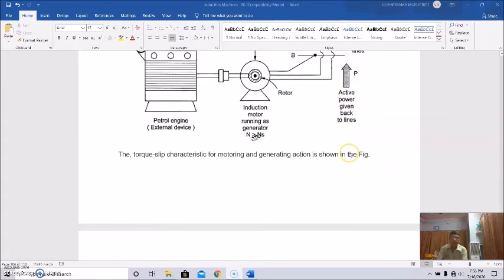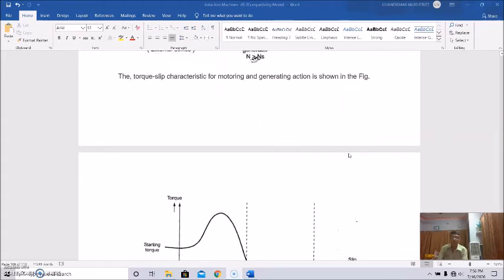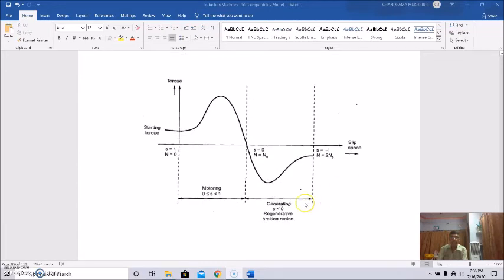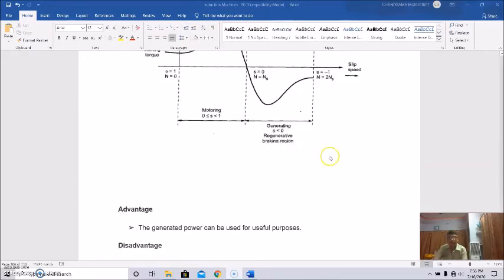The torque characteristics of the motoring and generating action are shown here. This is the motoring action, where the slip is between 0 and 1, and this is the generating action where slip is less than 0, and when speed is double the synchronous speed, the slip is -1. So this is a slip-speed curve.